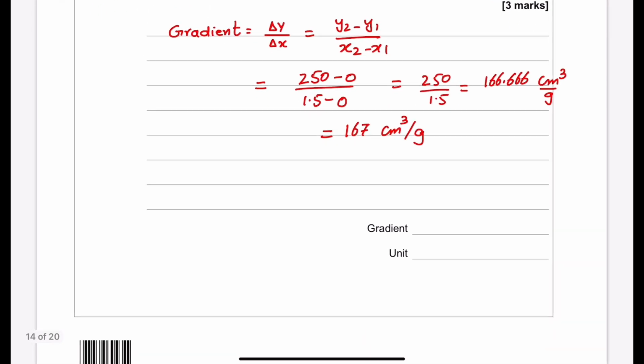So the gradient value is 167 cm³ per gram.